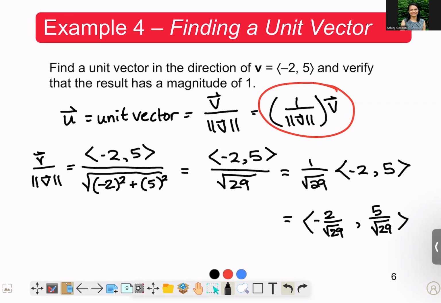Now, if this is a unit vector, the magnitude of this new vector should be 1. So you could check that. If you calculate the magnitude of this vector, it should be exactly 1.